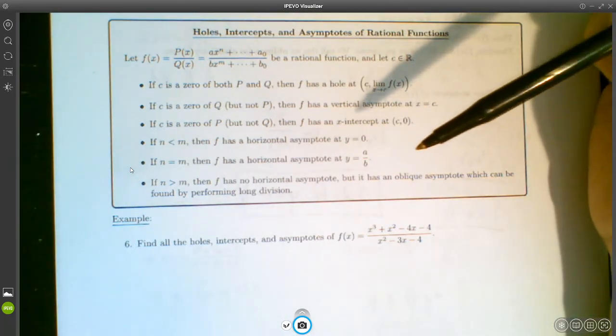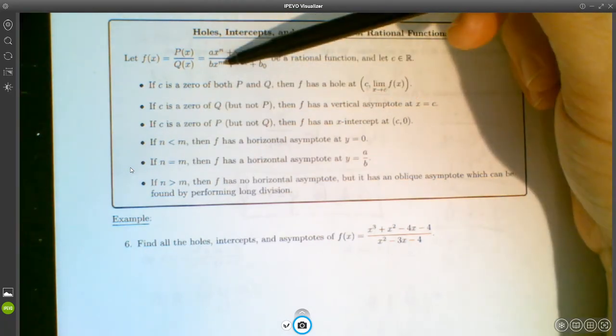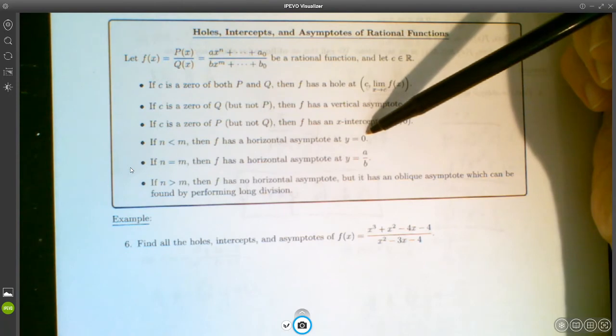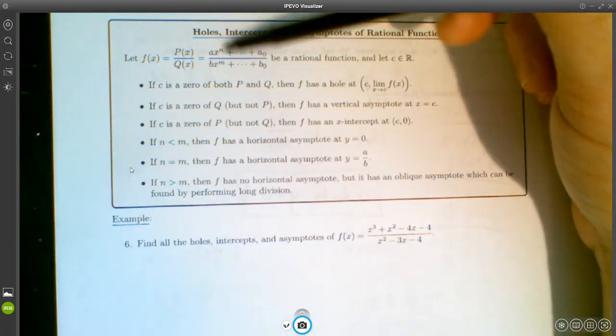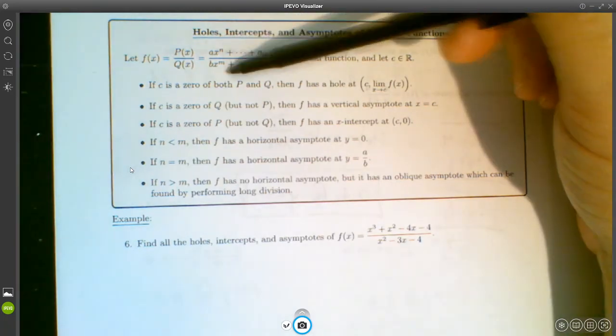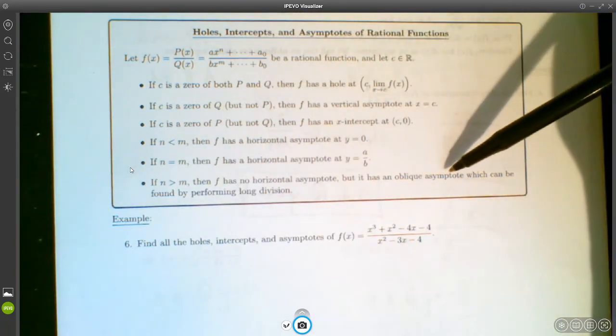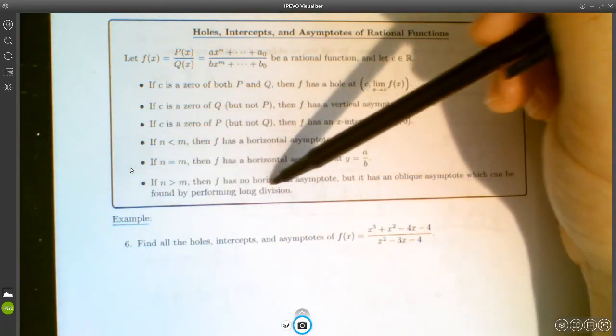Okay? If n is less than m, then f has a horizontal asymptote at 0. If n equals m, it has a horizontal asymptote at a over b. If n is greater than m, then it has no horizontal asymptote, but it has an oblique asymptote, which can be found by performing long division.